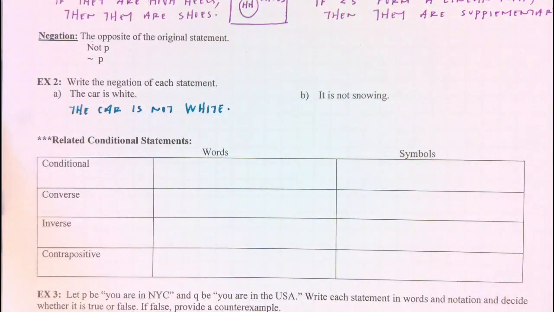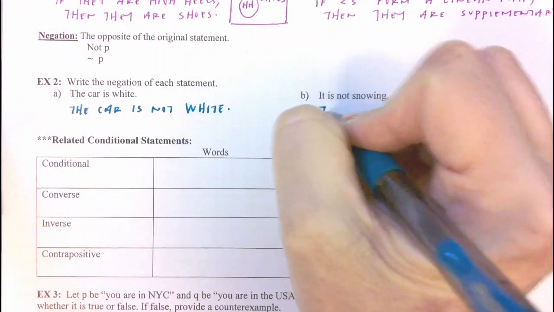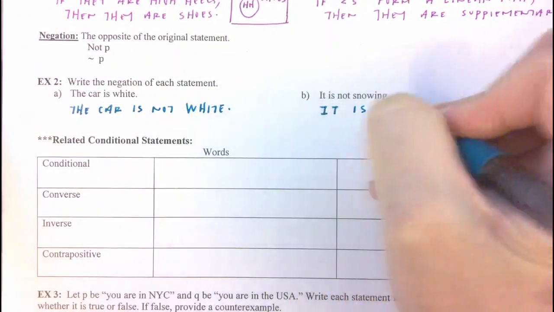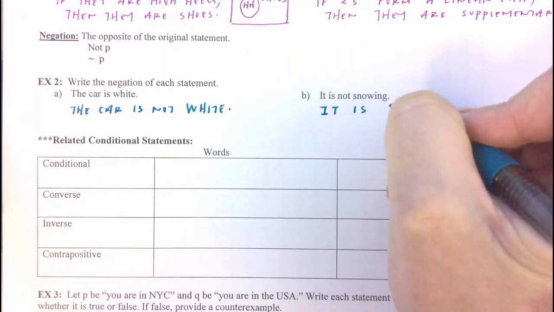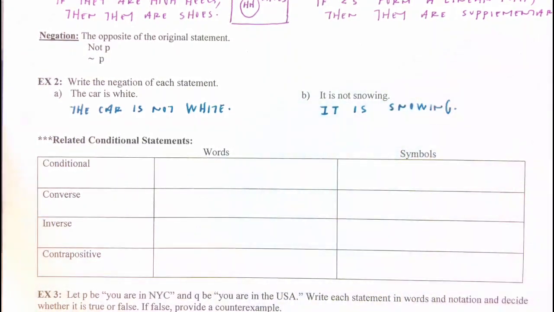And I'm just saying the exact opposite thing. If I give you a statement, it is not snowing, the opposite of that is to say, well, it is snowing. So again, to negate something is to say the exact opposite statement.